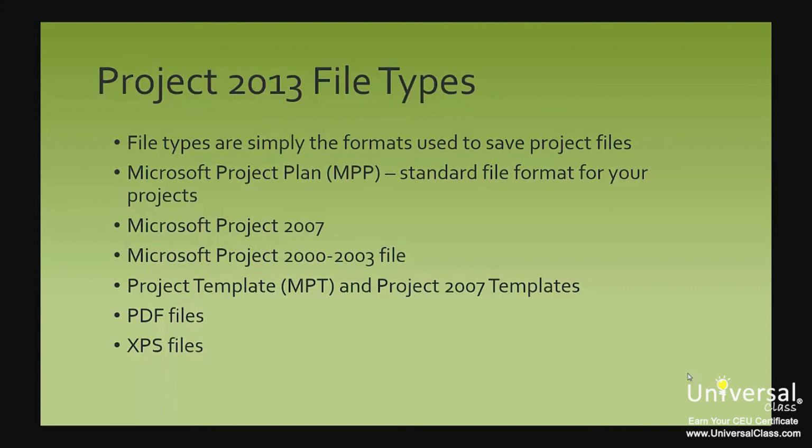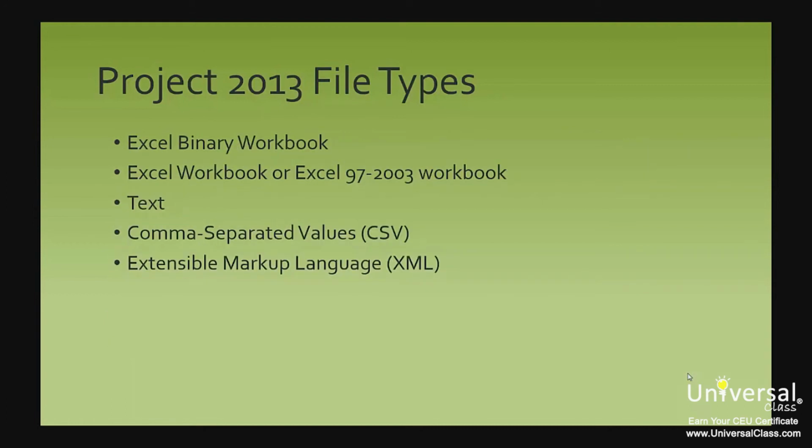PDF files. This format is the portable document format. It has the extension .pdf. XPS files, which are Microsoft's version of a PDF. Excel Binary Workbook uses the file extension .xlsb. Excel Workbook or Excel 97 to 2003 Notebook. You can export your field data to this format, but you cannot export entire projects.